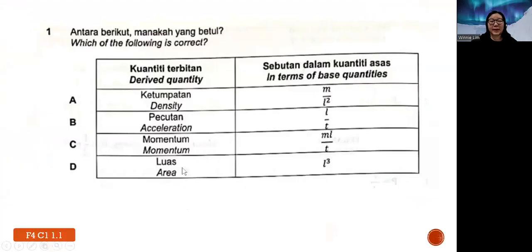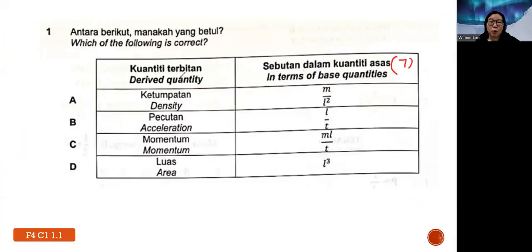So the first question is under measurement, regarding physical quantities. Which of the following is correct? The first column is related to derived quantity and the second column is in terms of base quantity. So first you need to know what a base quantity is. A base quantity is basically the most basic quantity, which cannot be derived into another form. Generally there are altogether 7 base quantities.